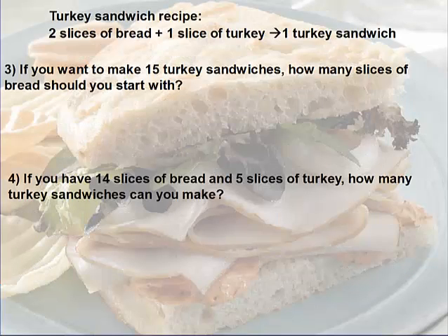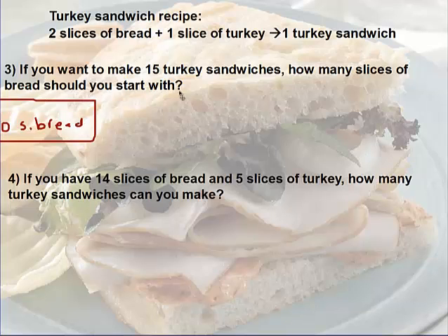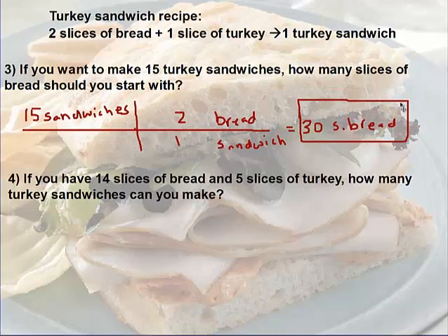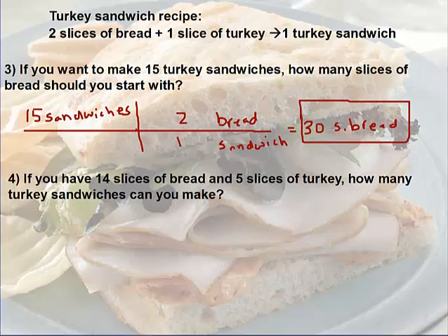Go ahead and pause the video and try the next one on your own. Restart when you have your answer. On number 3, it says that we want to make 15 turkey sandwiches. So how many slices of bread should we start with? Your work should have looked like so. 15 sandwiches for every 1 sandwich, 2 slices of bread, giving you 30 slices of bread needed.